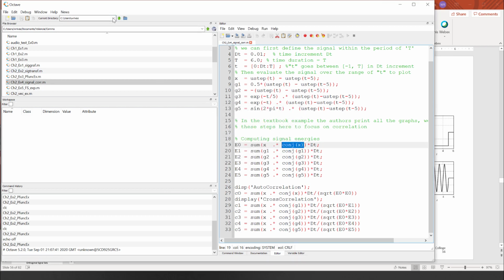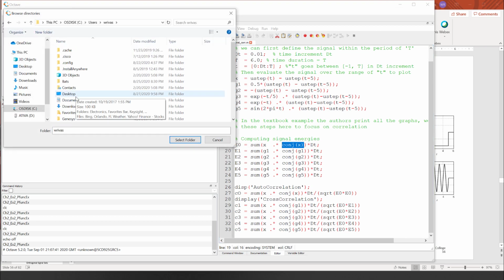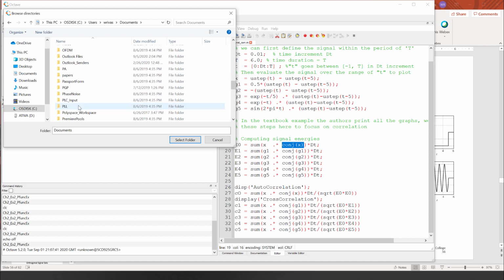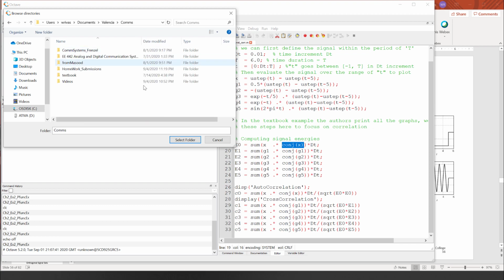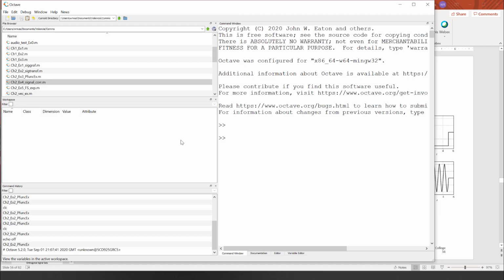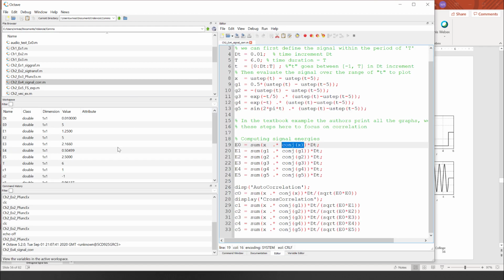Oh, sorry, I need to change this to the load path. Sorry. There we go. Let me do that real quick for you guys. All right, now it should run. So what was happening is I was not pointing to the right folder and it couldn't find the unit step. It's actually what I was complaining about.